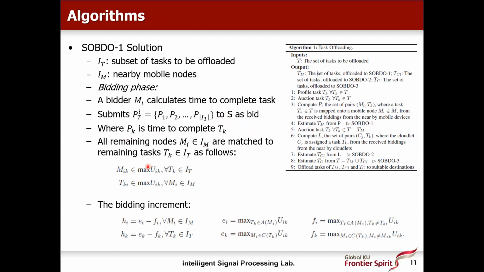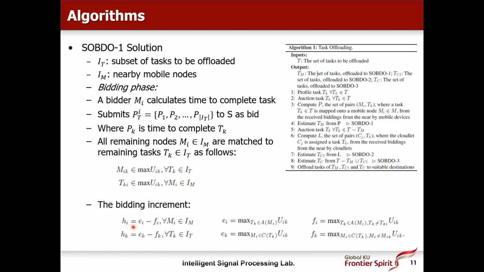And so then the tasks are assigned to the mobile device by selecting the maximum utility. So for each task, the mobile device with the highest utility is chosen as MIK. And then conversely, for each mobile device, the task that gives the highest utility is chosen as TKI.